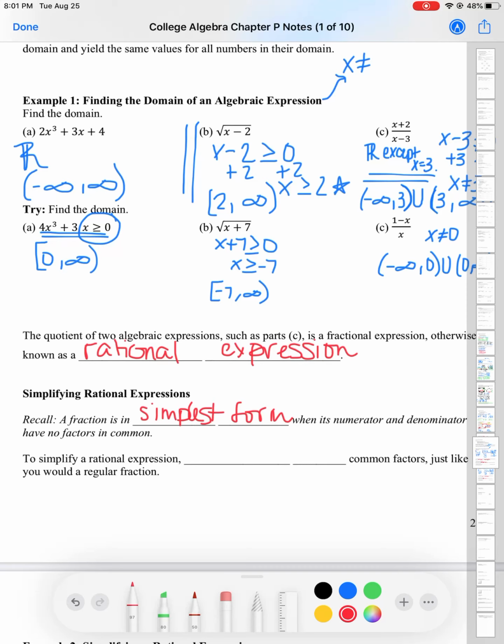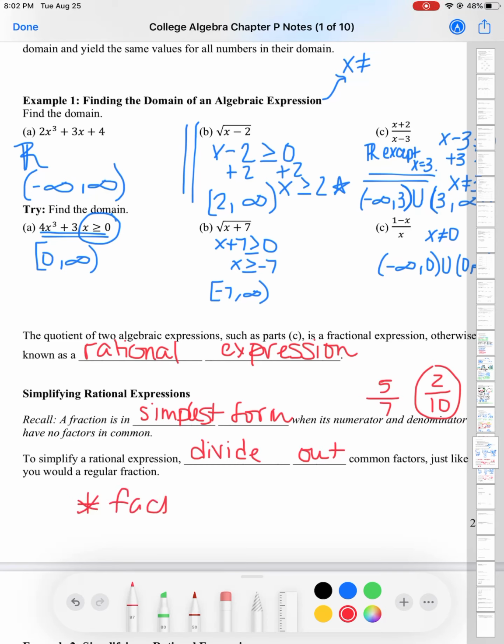A fraction is in its simplest form when its numerator and denominator have no factors in common. So like 5/7 is in simplest form, but 2/10 is not, because that is able to be simplified. To simplify a rational expression, we're going to divide out common factors, just like you would a regular fraction.